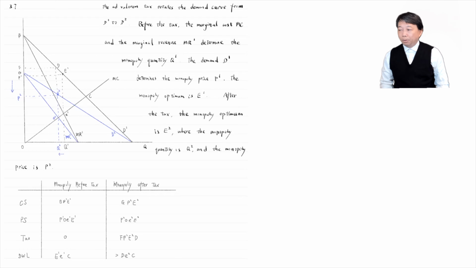Before the ad valorem tax, the deadweight loss is the triangle E1 E1 C. After the tax, the deadweight loss will be higher than the triangle DE2C. The deadweight loss increases after the tax.